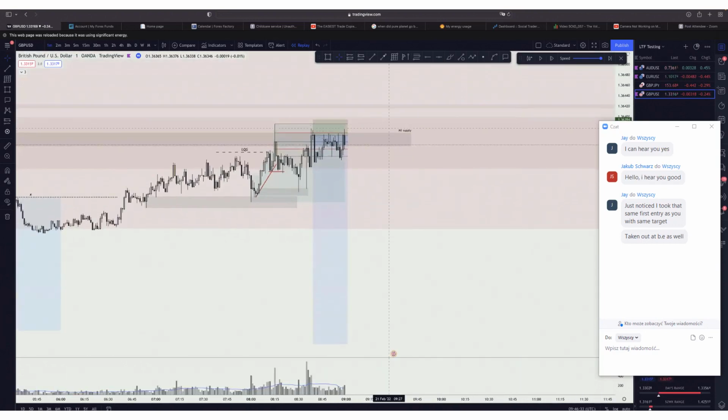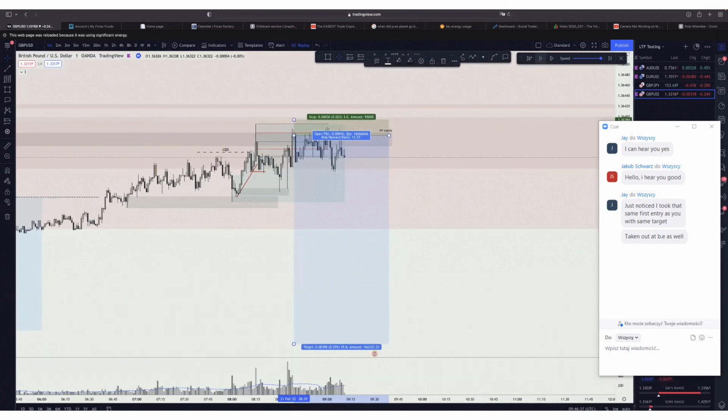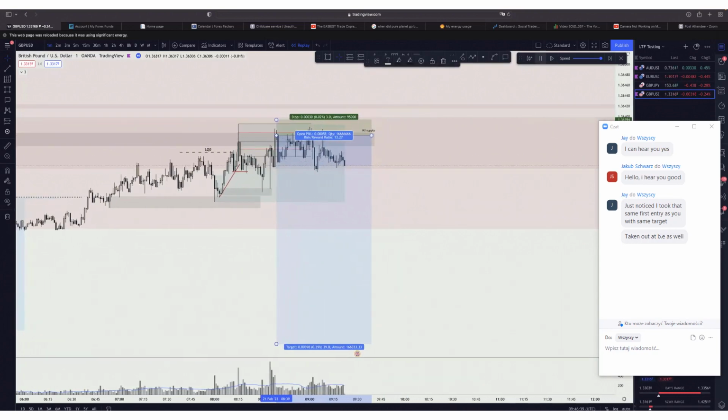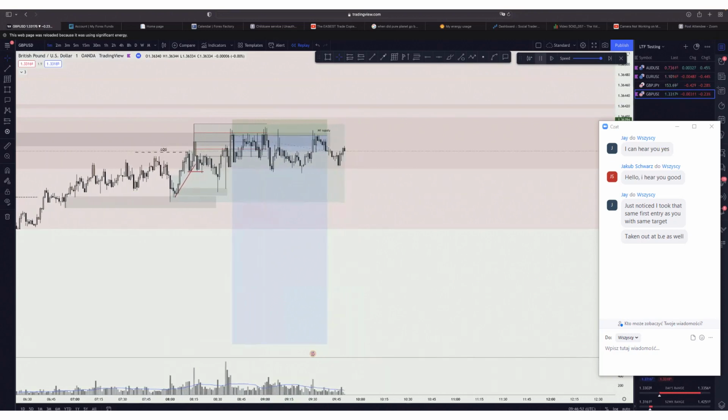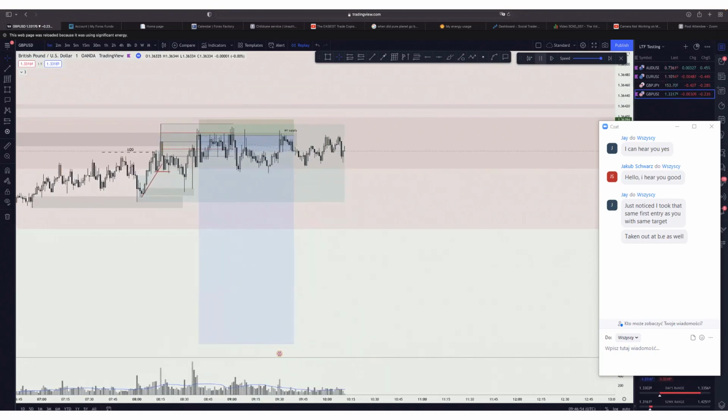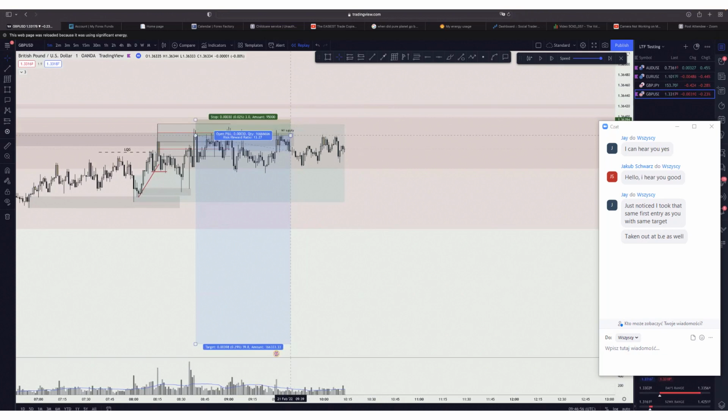Okay, so let's just play that a little bit. I think we've got the... I would hate this in a live trade. We have broken a little bit of structure though, so let's have a look. This is a long trade. Yes.